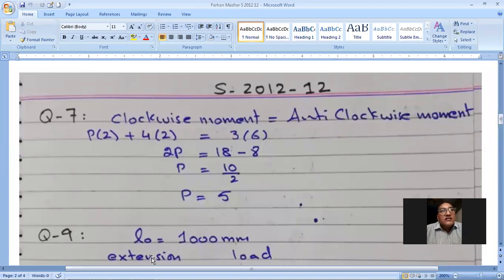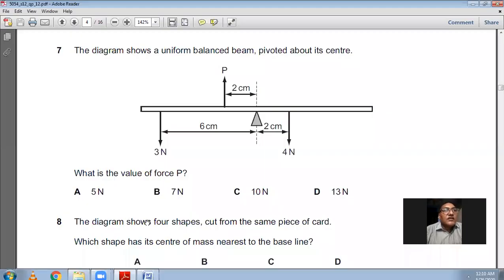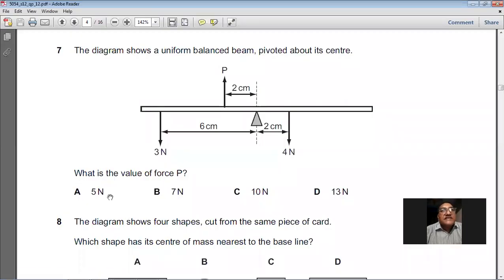Question number 7, clockwise moment is equal to anti-clockwise moment. So P multiplied by 2 plus 4 multiplied by 2 equals 3 multiplied by 6. And you do the mathematics and the value of P will be 5 Newton. So 5 Newton is the answer. So A is the choice.